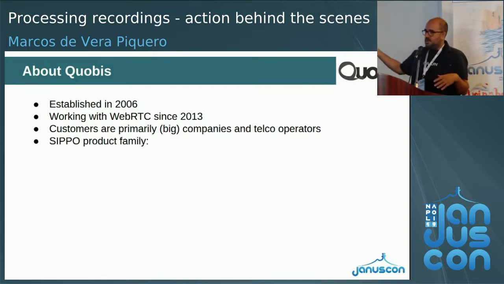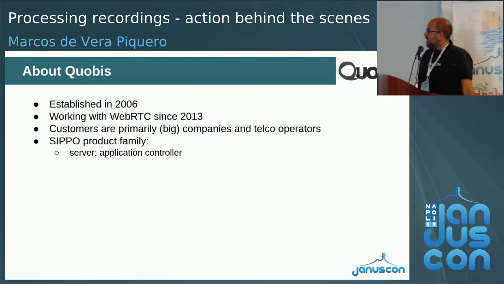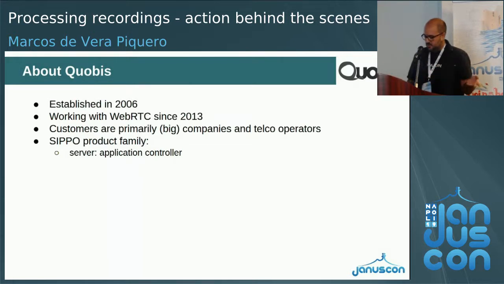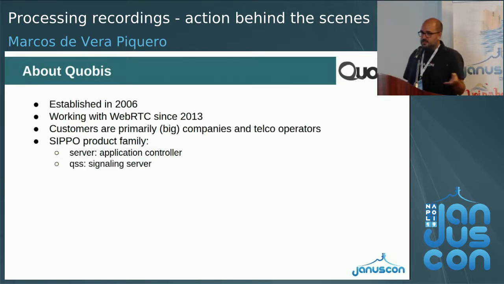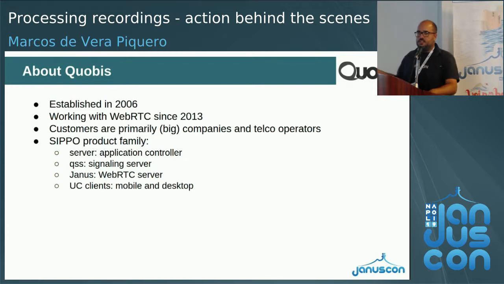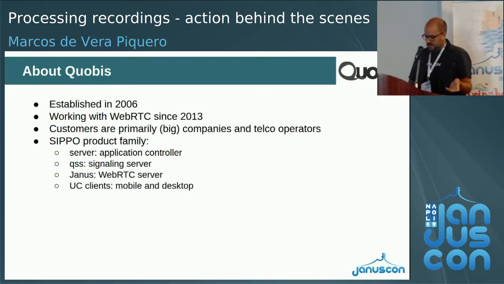This is what our commercial name for the product is. The SIPO product family is composed of the application server, where we manage all the contacts and the integrations with existing enterprise services, etc. We have our signaling server, as discussed in other talks. Everyone wants their own signaling server. We have, of course, Janus as the WebRTC server, and our unified communications clients, mobile and desktop mainly.